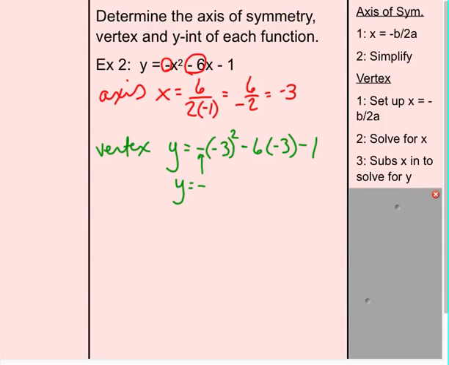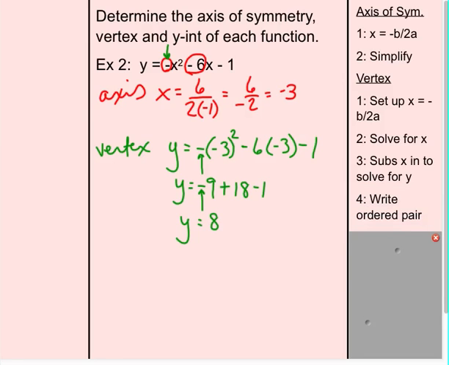Negative 3 squared, or negative 3 times negative 3, is positive 9. Remember, this negative sign right here is from that lead coefficient. Negative 6 times negative 3 is positive 18. Minus 1. Negative 9 plus 18 is 9. Minus 1 is 8. So to write our coordinates as an ordered pair, we got an x value of negative 3, y value of 8.